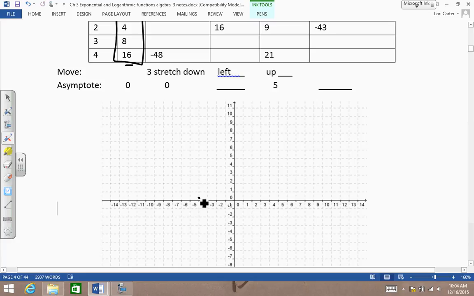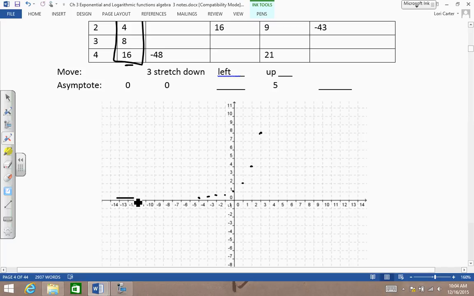-3 is 1/8. -2 is 1/4. -1 is 1/2. 0 is 1. 1 is 2. 2 is 4. 3 is 8. And I'm out of room. 1 is 2, 2 is 4. You're squaring them. 2 squared is 4. 2 cubed is 8. Are we good?